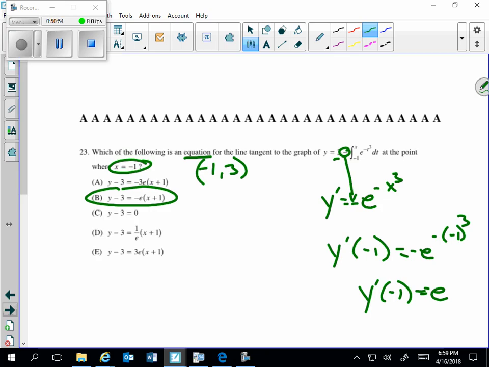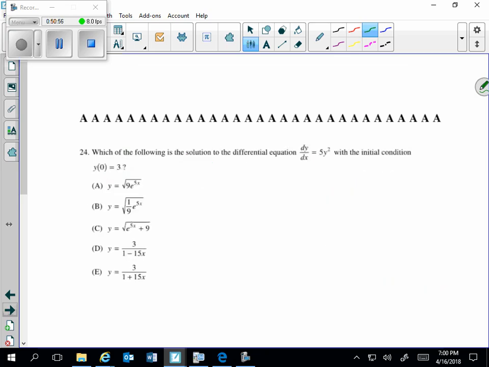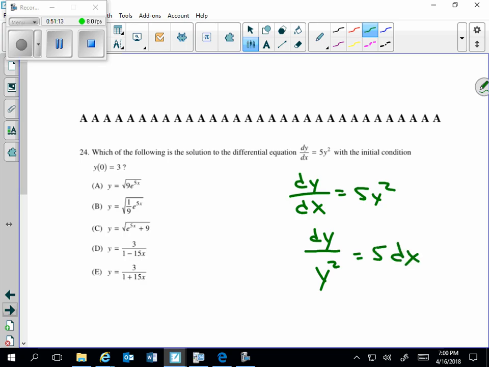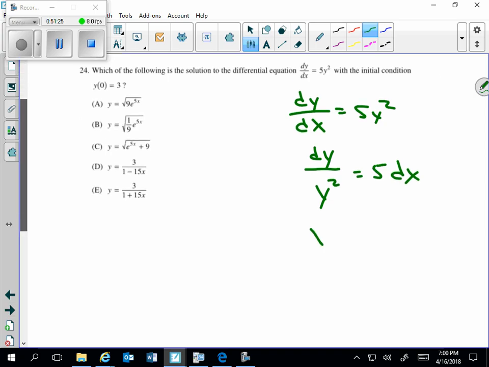All right, 24. Which of the following is a solution? We're going to do some integrating, right? So dy/dx equals 5y squared. I'm going to separate some variables, leave the 5 alone. I get y squared coming down here. I get 5 dx over here. This is not ln, correct? It is not ln. It is not y to the negative first power. This is y to the negative second power.